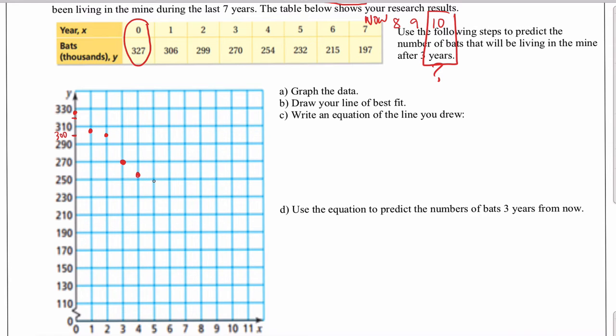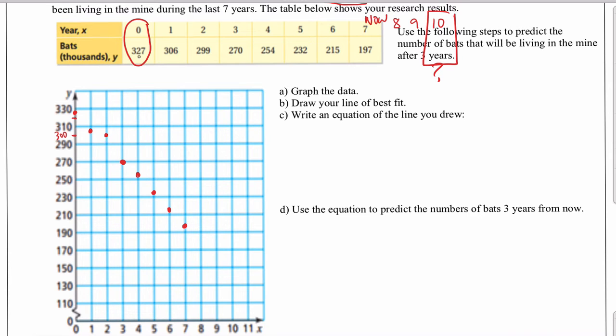Year 5 is 232. Year 6, 215. And year 7 is 197. Alright, so I've got all these points. I'm going to double check this one. This one looks a little funny to me.